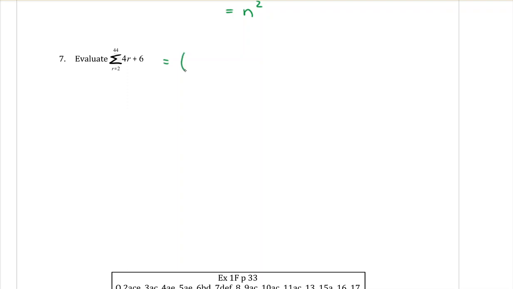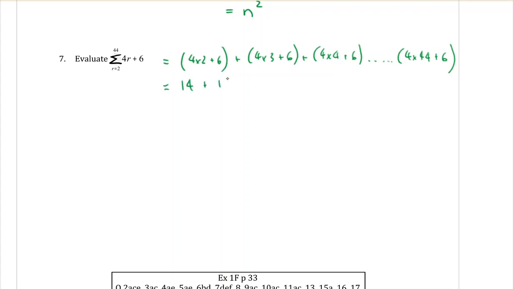So subbing in 2, because the lowest number is 2, it's going to be 4 times 2 plus 6. The next one's going to be 4 times 3 plus 6. Then 4 times 4 plus 6. And that's probably enough to get the idea. It would go all the way up to 4 times 44 plus 6. That would give us our last term, which might save us some time. Now, working out what each of those terms are, the first one is 14, then 18, then 22, then all the way up to my last term, which is 182.